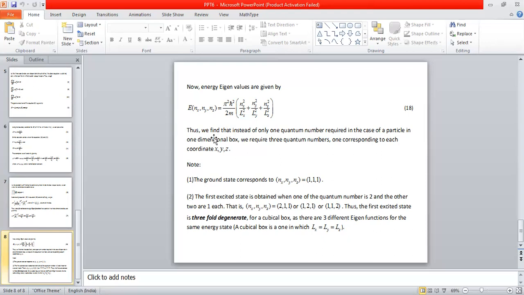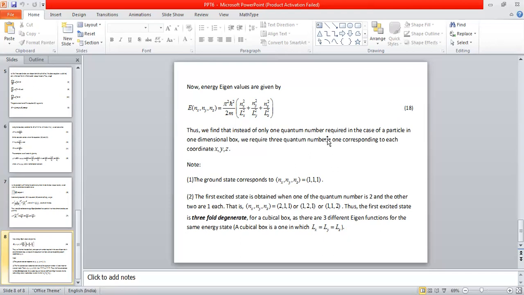So we can say that the energy is not depending on only one quantum number, as in the case of a particle in a one-dimensional box; here we require three quantum numbers. We had an expression pi square h cross square divided by 2m into n square by l square in the case of a particle in a one-dimensional box. But here, instead of one single quantum number n, we have three quantum numbers nx, ny, and nz. So we need to consider three quantum numbers in the case of a particle trapped in a potential box. This is the expression for the energy eigenvalues.